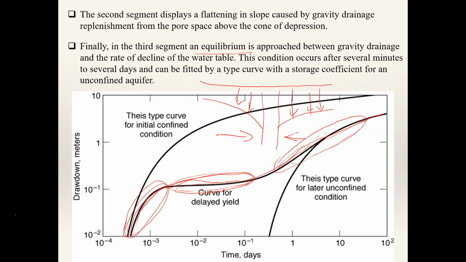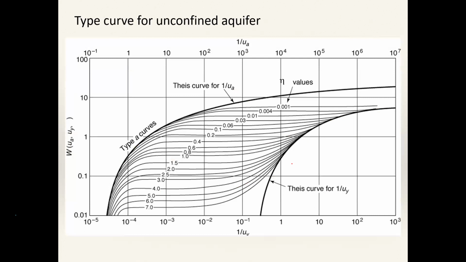So actually, there are now three regions. So we plot different equations for these three regions. All right. So this is the type curve Boulton developed for these three regions. This is what we expect during the very first seconds, where the unconfined aquifer is acting as a confined aquifer. Then you see that in the region here, the curve becomes flat because of the delayed yield. Then again, it increases where it reaches equilibrium.